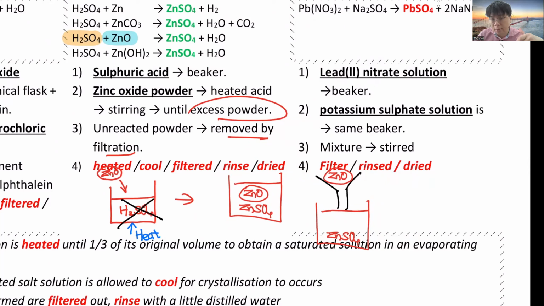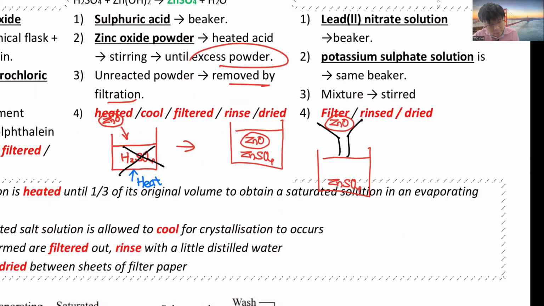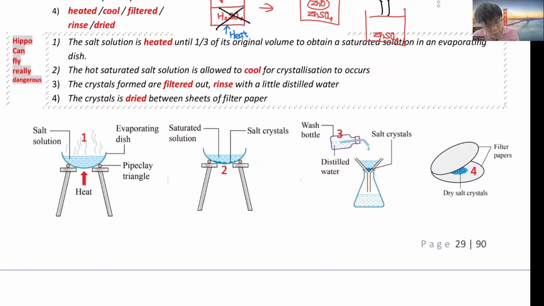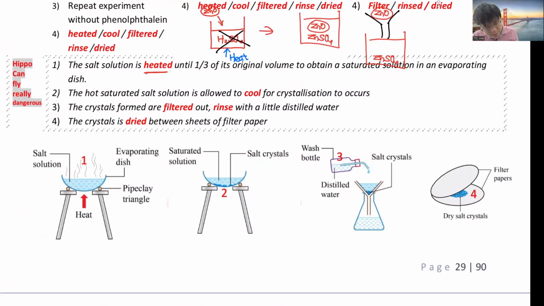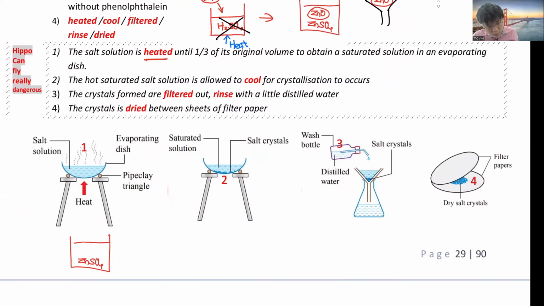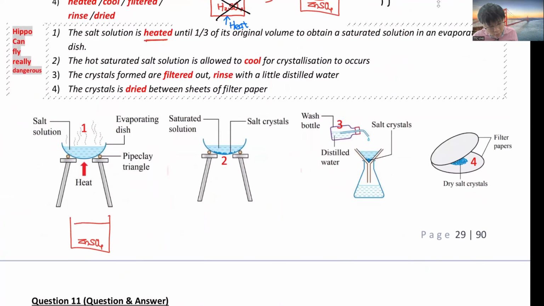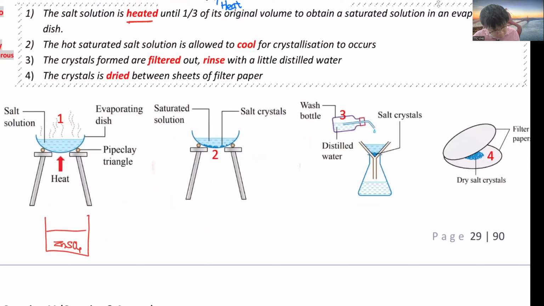After that, how do you take the salt out? Because zinc sulfate is a soluble salt, it will be in the water. Like the previous method, you use the process of heat, cool, filter, rinse and dry. First, you heat until one third of the original volume. Once you heat until one third of the original volume, it becomes saturated.